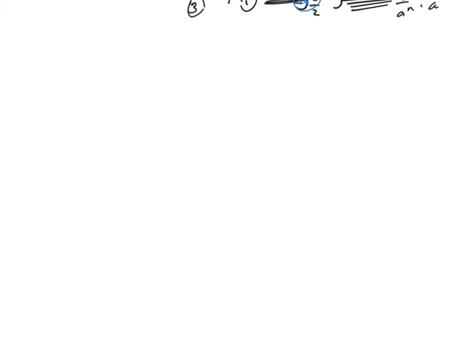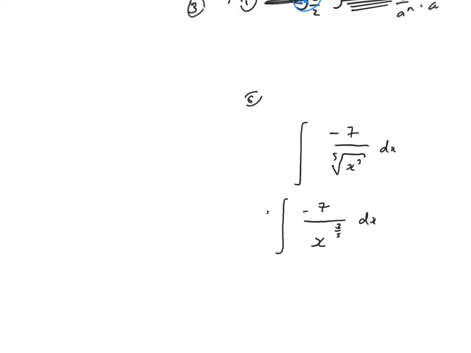Okay, example 6. I'm going to integrate, let's go for a kind of awkward one this time, minus 7 over the 5th root of x cubed dx. Okay, let's start to prepare then. So that's minus 7 over x to the 3 over 5 dx. Still prepare and bring that up. So it's going to be minus 7x to the minus 3 over 5 dx.